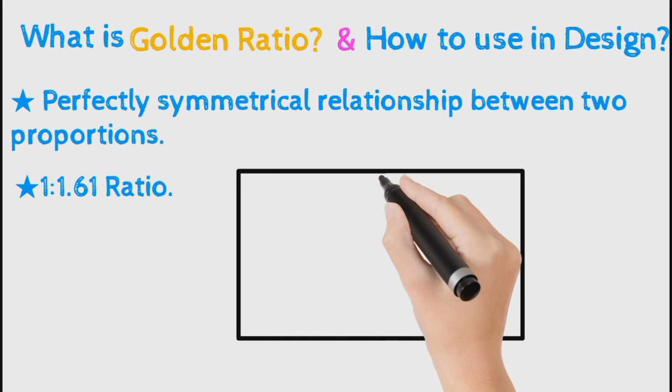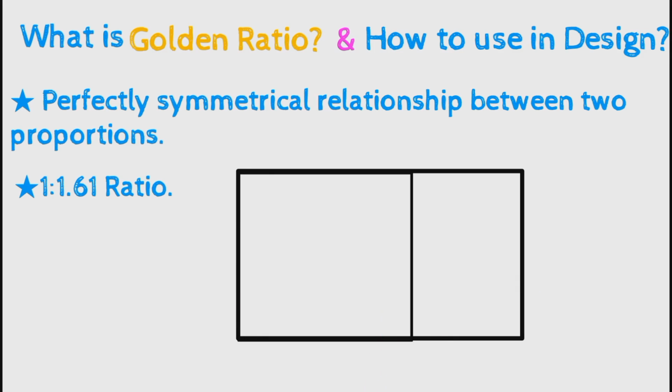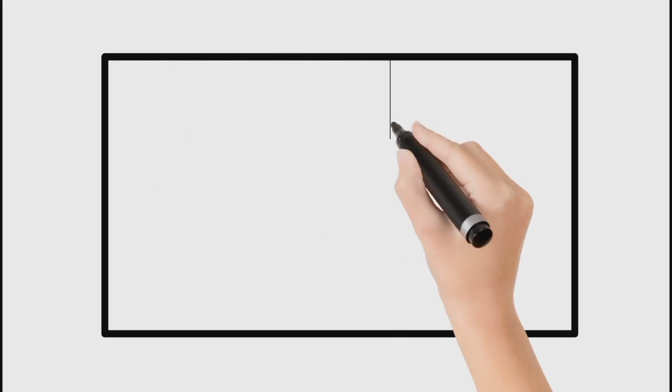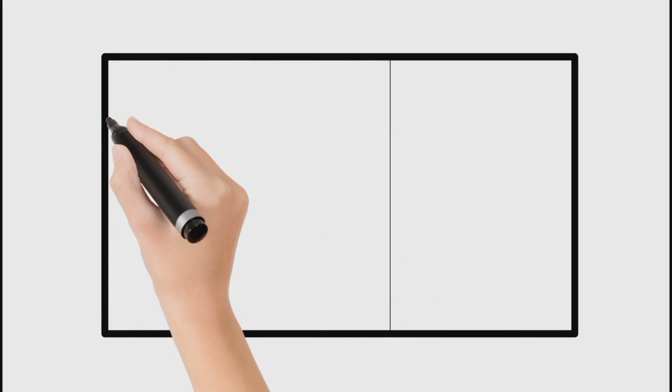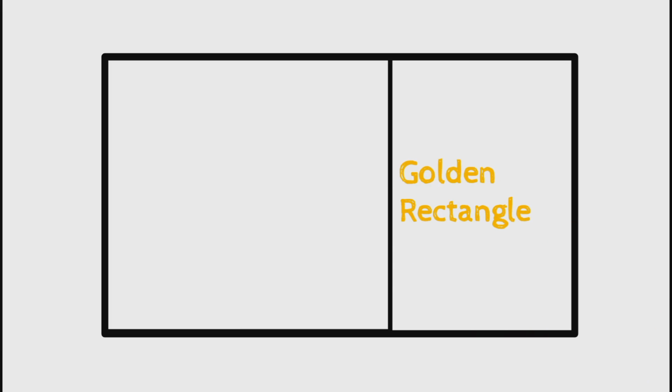This is a rectangle where, if you cut off a square, the rectangle that's left will have the same proportions as the original rectangle. So if you remove the square from the rectangle above, you'll be left with another, smaller golden rectangle. This could continue infinitely.